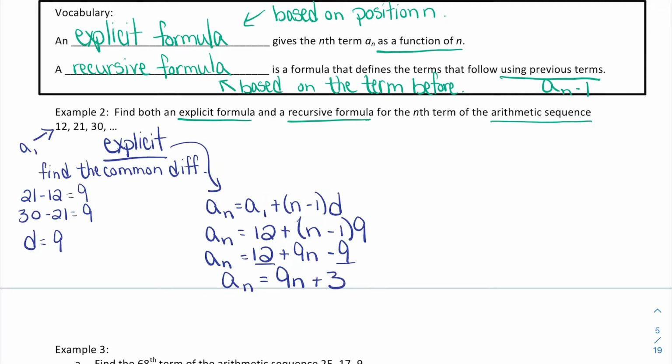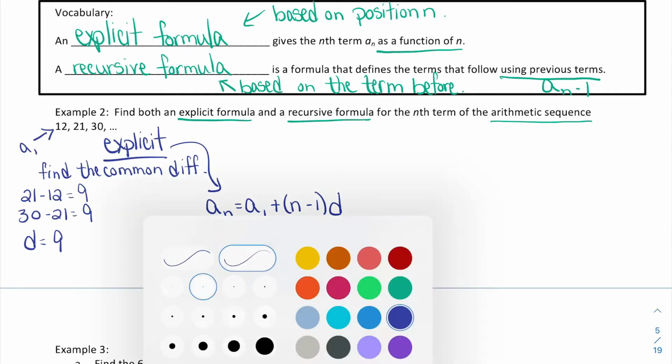You might recognize this as linear in nature. There's a constant rate of change, or a constant slope, which is 9. That's my common difference. So not that we're going to go into talking about linear equations, but you might be able to see that relationship there, the mx plus b. Okay. All right. So now we're going to take and find a recursive formula for this.